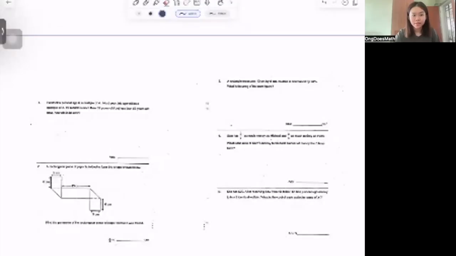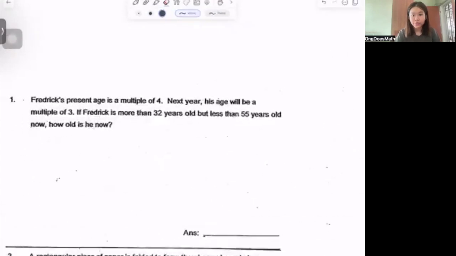Okay, Hao Yang and Patricia, can you take out your P6 week 23 worksheet? Okay, then we will start, okay?